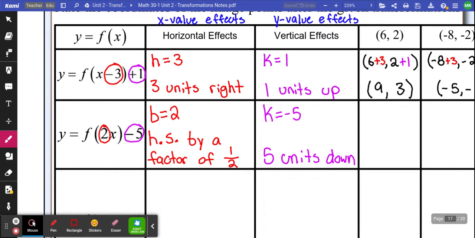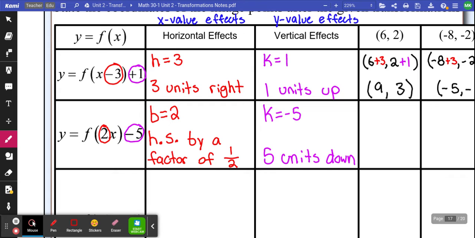Okay with that? Just the wording? The technical wording should have been like vertically translated 5 units down, right? But we just don't have space in these boxes. Okay, let's move our points.